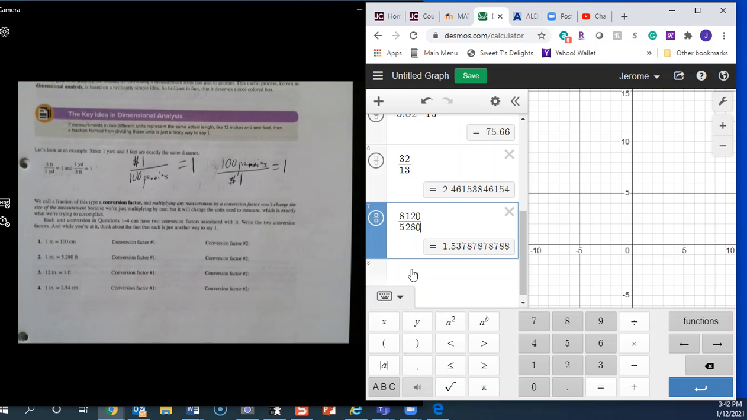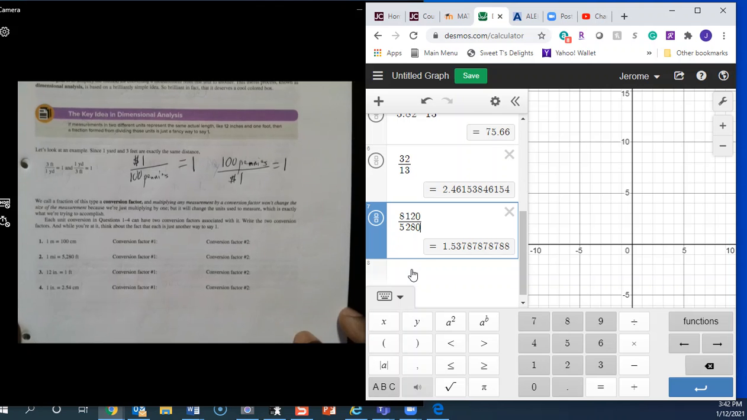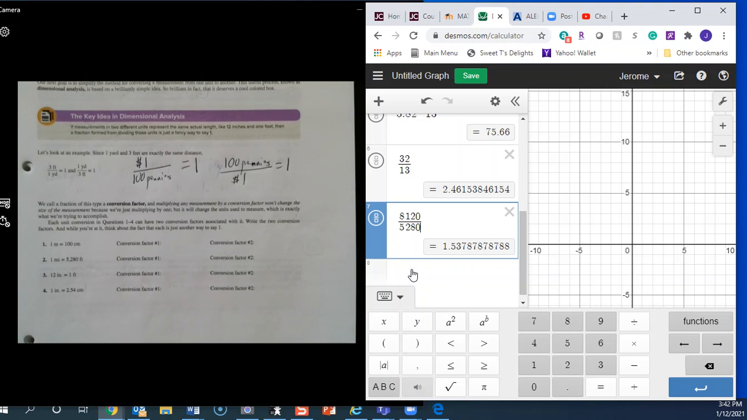Now, it says we call a fraction of this type a conversion factor. And multiplying any measurement by a conversion factor won't change the size of the measurement. And the reason being is because we know if we multiply by 1, it's not changing the number or the value of it. But it will change the units used to measure, which is exactly what we're trying to accomplish. Each unit conversion in questions 1 through 4 can have 2 conversion factors associated with it. Write the 2 conversion factors, and while you're at it, think about the fact that each is just another way to say 1.